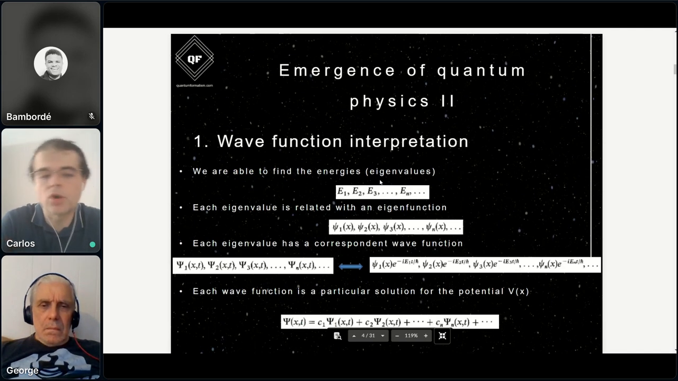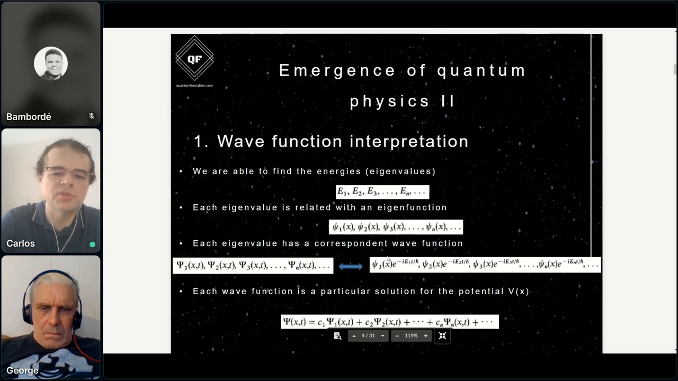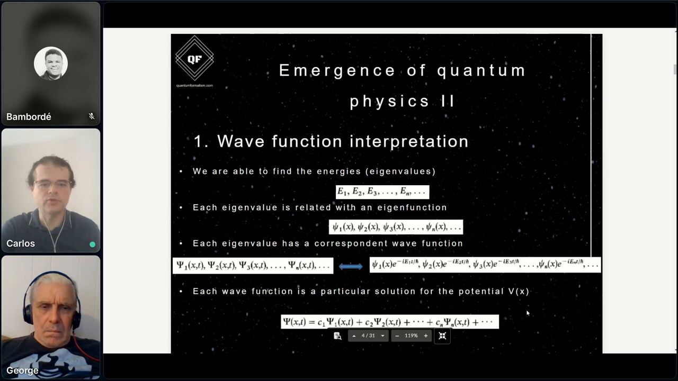Depending on the problem, you can have infinite values for the energy. With these eigenvalues, you can find the eigenfunctions, psi 1, psi 2, psi 3, and with these you can find the corresponding wave function. This is psi 1, this is psi 2, psi 3, psi n, and so on. In general, you can have a superposition. The wave function is a particular function for the potential V, in this case independent of time, and you can have a linear combination of each solution. So this is the general idea.